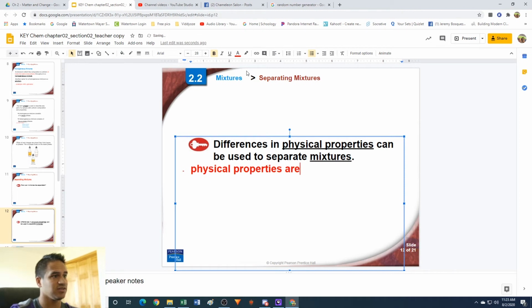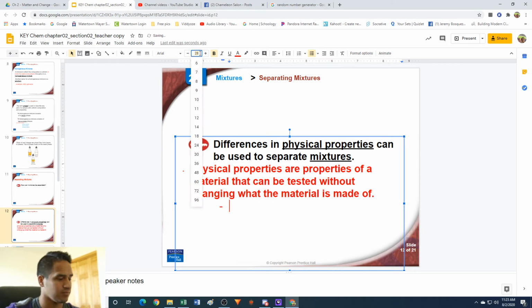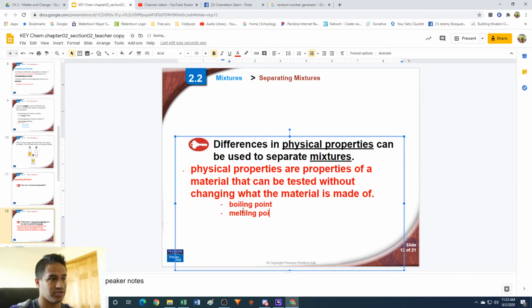Physical properties are properties of a material that can be tested without changing what the material is made of. Okay. So examples of physical properties could be boiling point, melting point. Oh, I can't spell melting. Melting point. Okay, melting point.